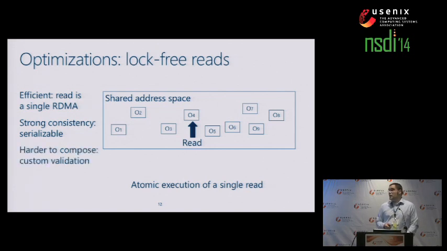Okay? What makes them harder to use is that they're harder to compose. If the program needs an operation that accesses multiple objects with strong consistency across multiple reads, this is harder to achieve with lock-free reads than with transactions. FaRM exposes several mechanisms to enable the custom validation tricks that are needed to use lock-free reads in some cases, and we discuss some of these in the paper.